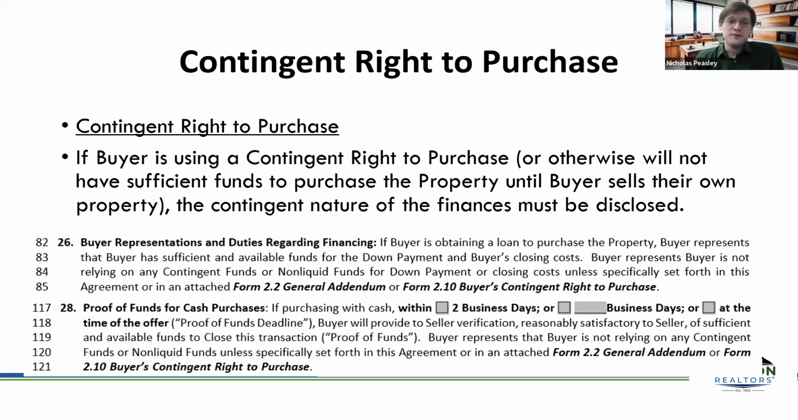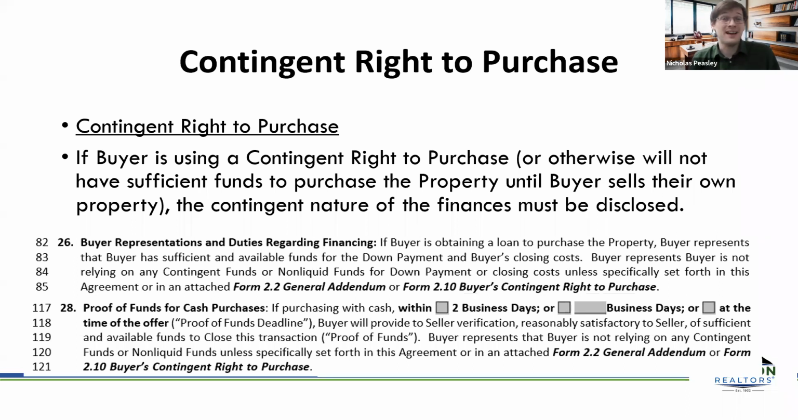Section 28 is the proof of cash funds section. Same thing applies. If the buyer says, yeah, I can buy this in cash, don't worry about it, the buyer needs to prove that they have cash funds. That's one of the first elements of this. It's section 28. It says, buyer, you need to provide reasonably satisfactory proof that you have cash funds. However, beyond that, the buyer represents that they're not relying on contingent funds or non-liquid funds unless they specifically set it forth in this agreement. You can do that in additional provisions, things like that, or in an attached general addendum or Form 2.10, buyer's contingent right to purchase. That is where this contingent right to purchase comes in as well.